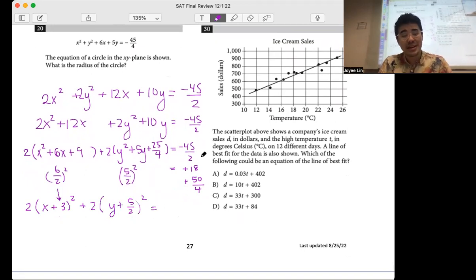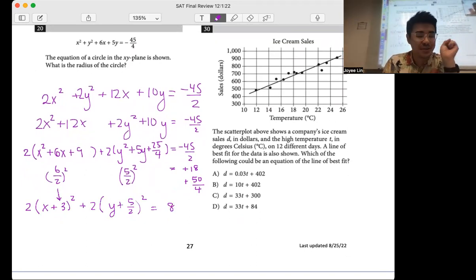And then this one, if you need to add it up, what is that? Negative 90 over 4 plus 50, negative 40 over 4, and then 18 times 4 is what? 72. So this is 8. Yay. The radius is not square root of 8, so now we divide everything by 2, right? So this would be the hardest one.